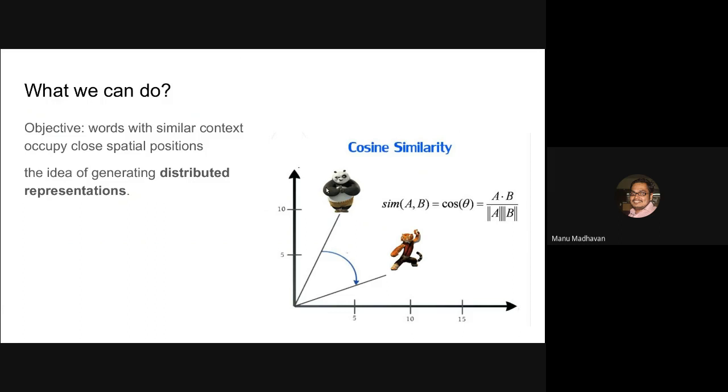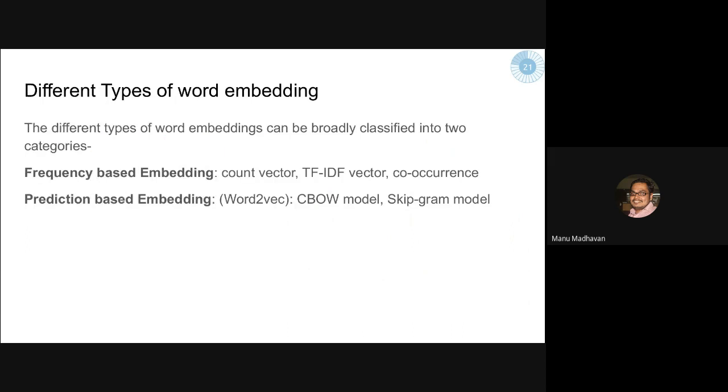What we need is distributional semantics, so that the similarity can be captured between, for example, panda and tiger. Once words are mapped in a semantic space, we can compute the similarity. So similar words should be closer in this space. Words with similar context occupy closer spatial positions. That is what we require. We need to find some models that capture these things.